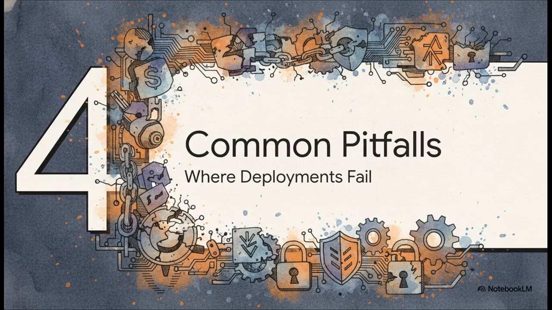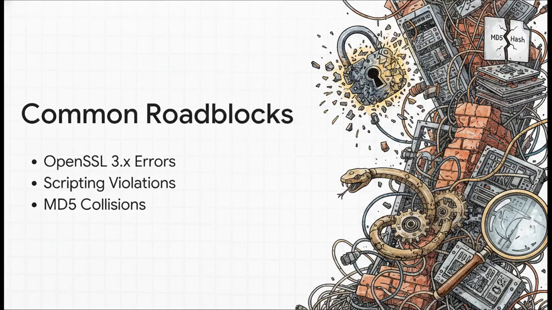All right, on to Section 4, common engineering pitfalls. This is where deployments actually fail in the real world. Let's look at the specific painful roadblocks where deployments crash and burn in the lab. I mean, imagine failing a $1 million audit just because an automated package update broke your OpenSSL dynamic provider MAC.